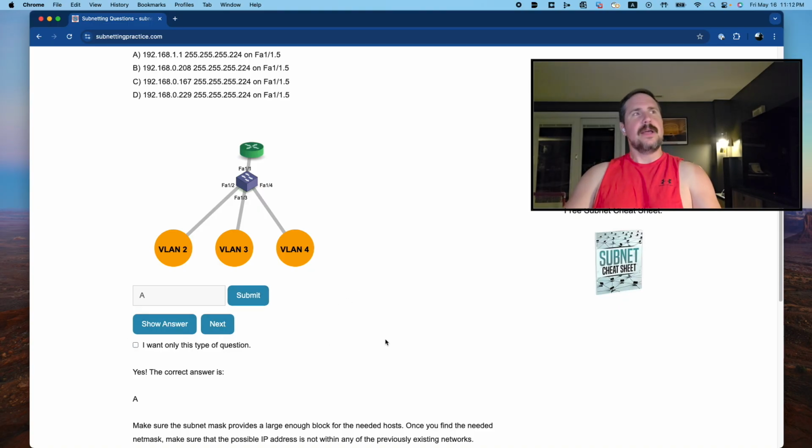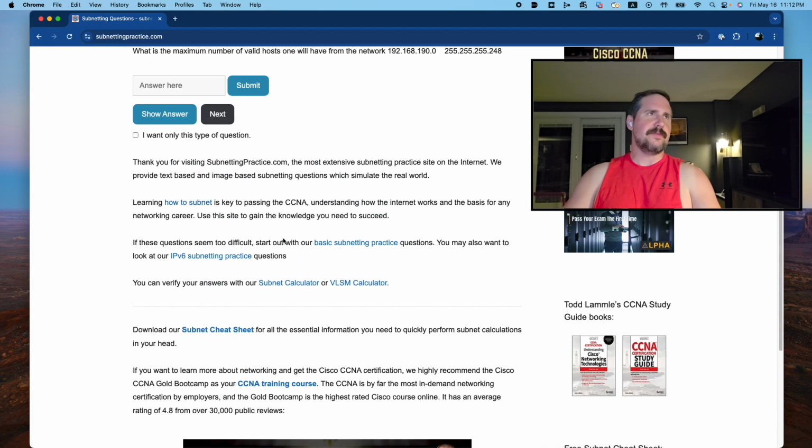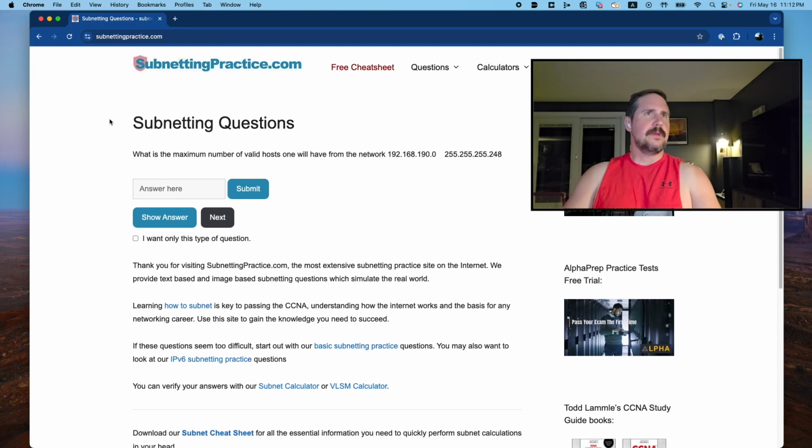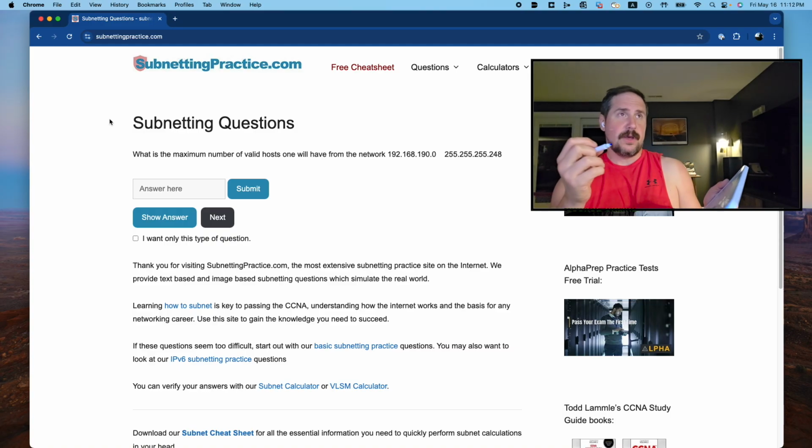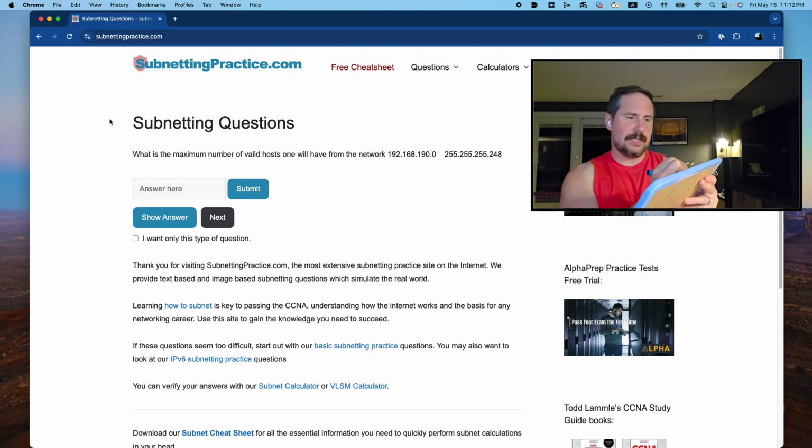All right, so I feel comfortable with these now. I'm going to move on to a different style question. What is the maximum valid hosts one will have from the network 192.168.190.0 with a subnet mask of 255.255.255.248? All right, so again, we just do our quick ticks down to 248 on our little cheat sheet here, and then over.